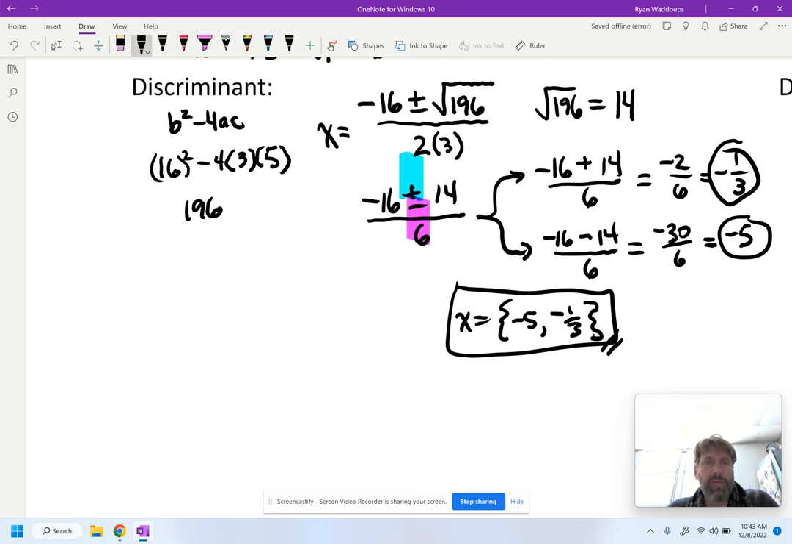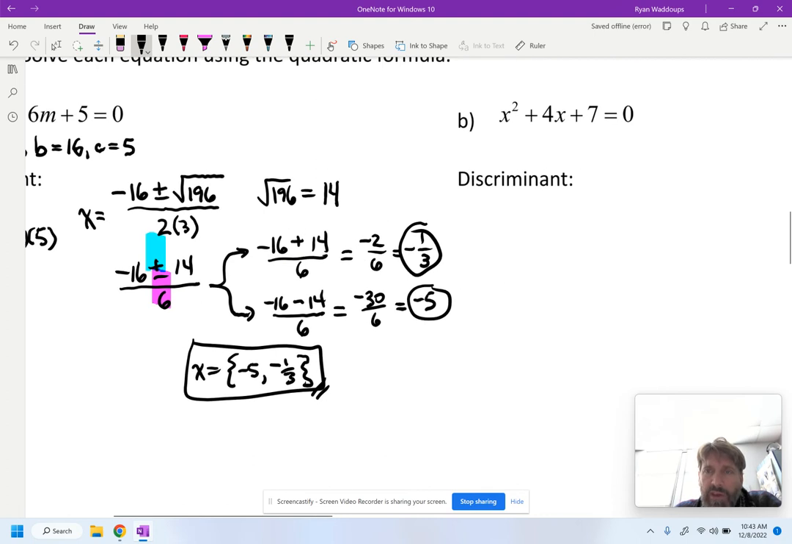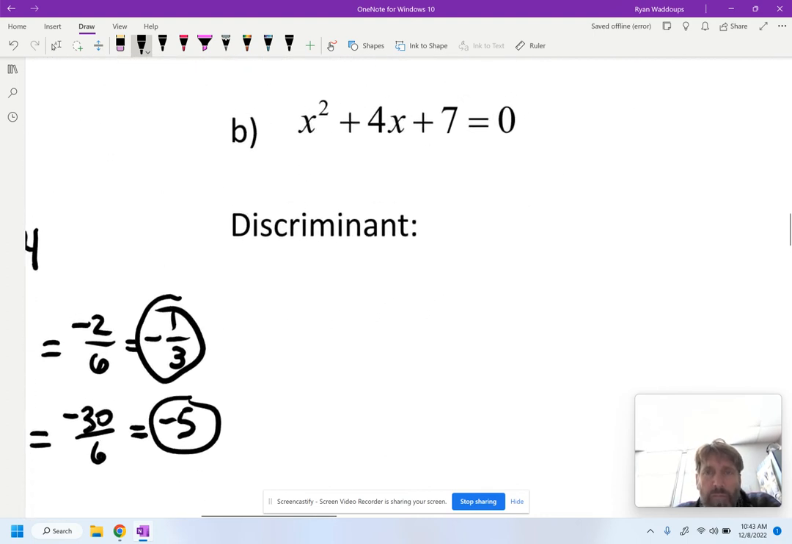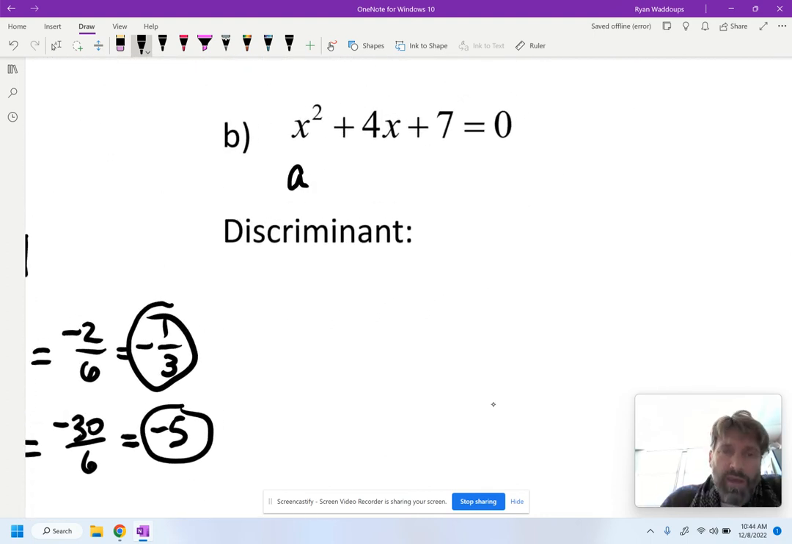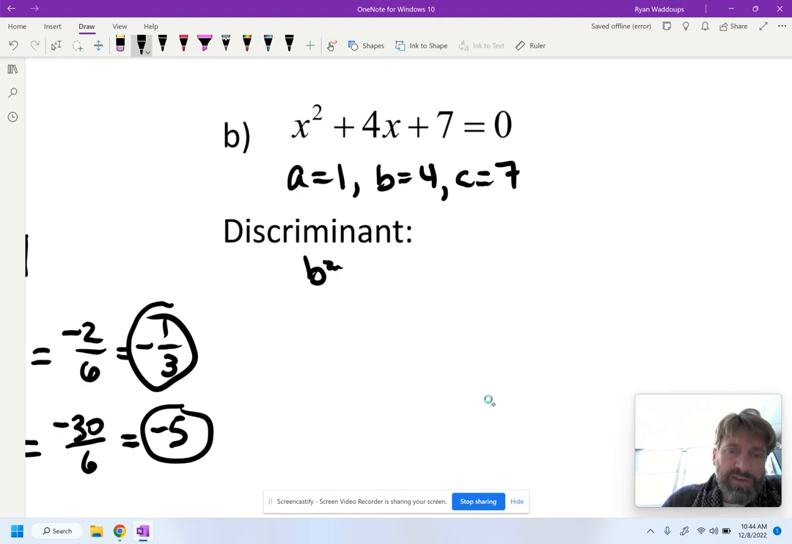And those solutions came out really nice. They don't always do that. Let's look at B. A equals 1, B equals 4, and C equals 7. So our discriminant, b squared minus 4ac, is 4 squared minus 4 times a, which is 1, times c, which is 7.